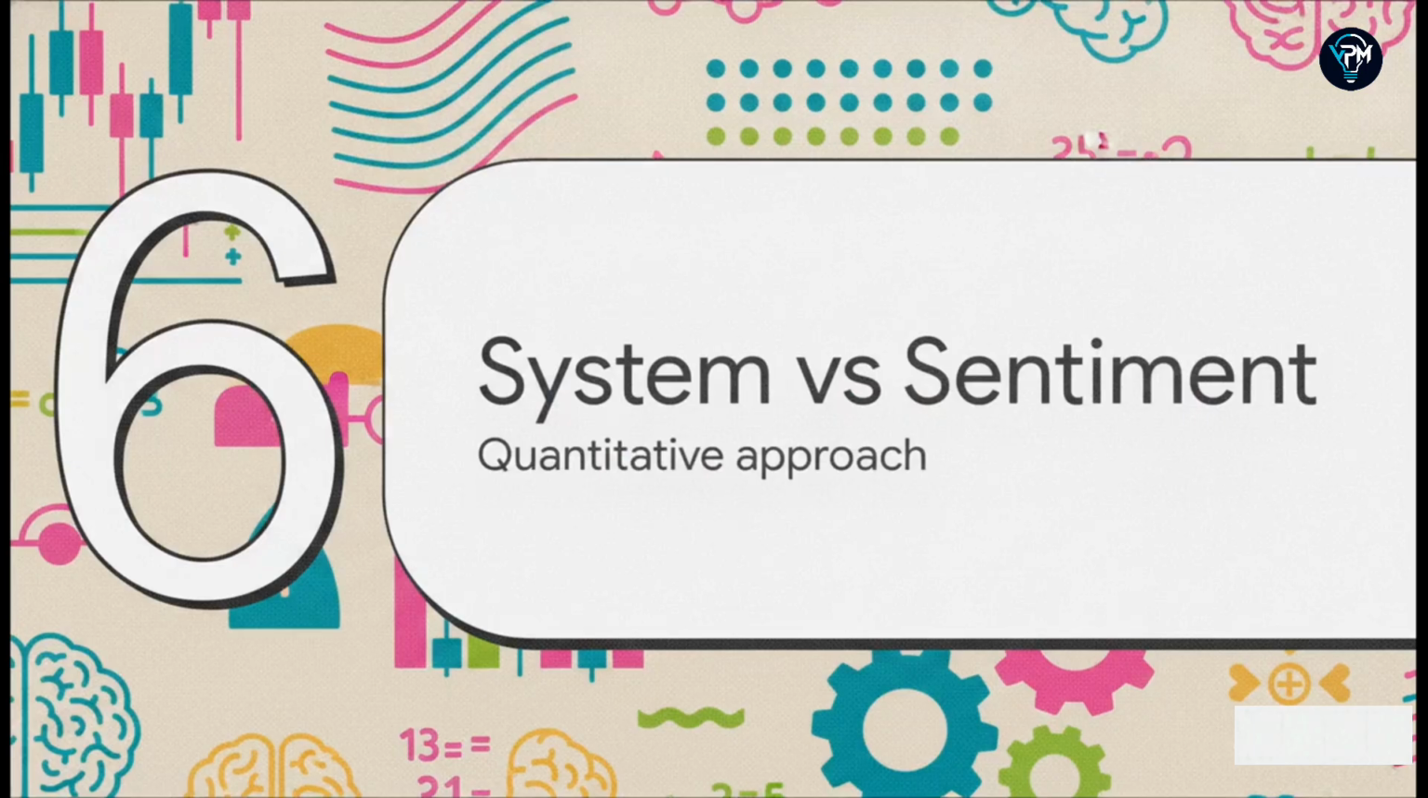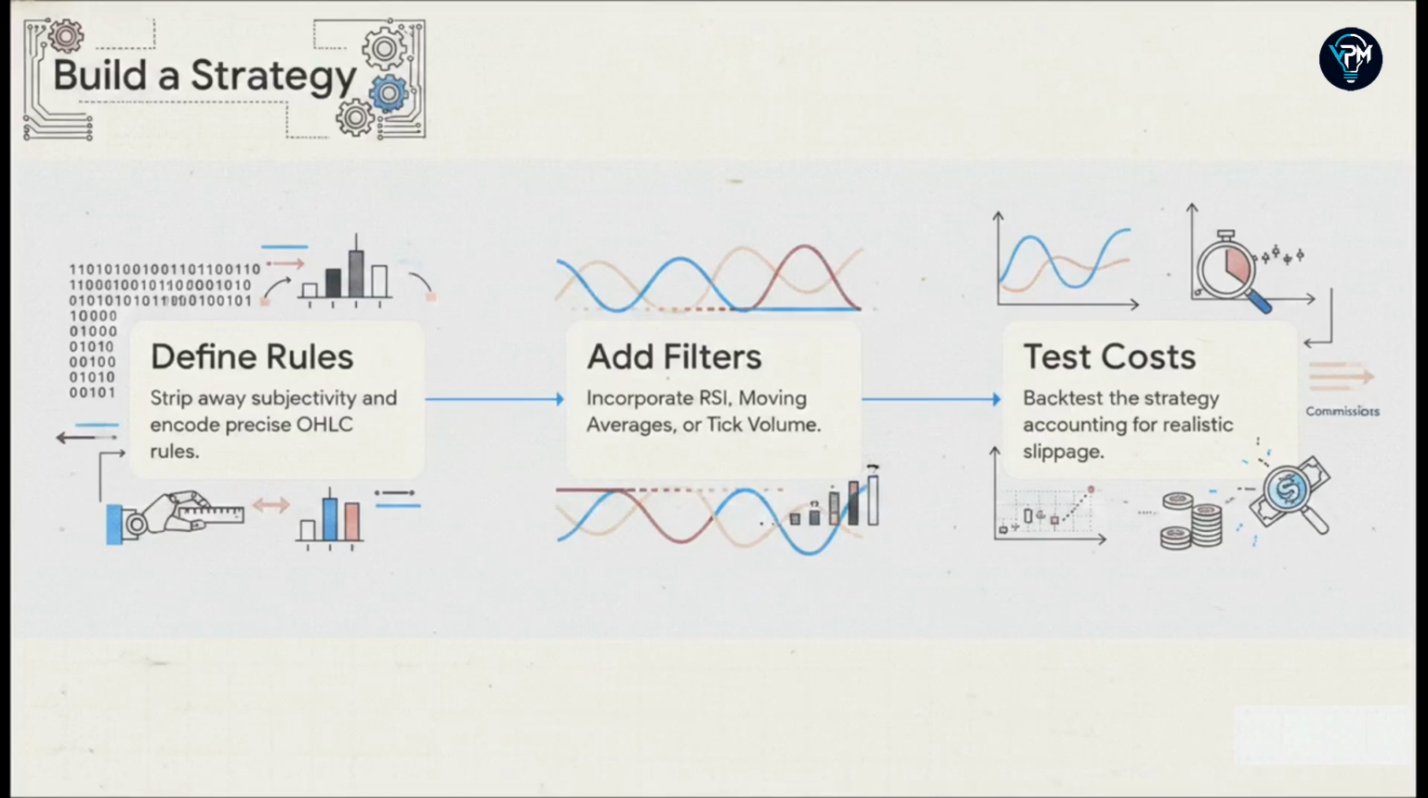Finally, Section 6, System over Sentiment. It's time to build your quantitative approach. So, how do we pull all this together? You build a system. These 3 steps right here are your exact blueprint for graduating from that visual guesswork to a truly resilient quantitative strategy. Step 1, define your rules. You've got to strip away all subjectivity so a computer could actually understand your exact OHLC parameters.